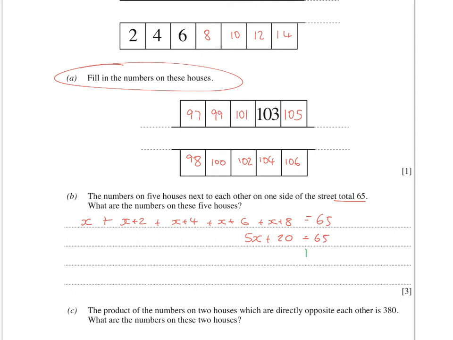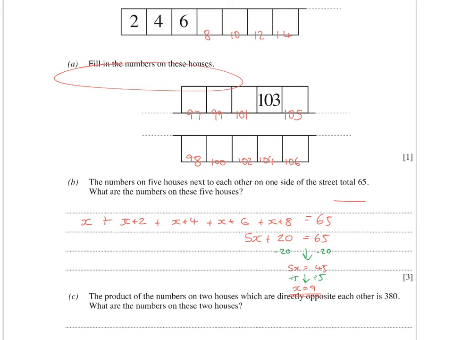I'm then going to solve the equation. So I'm taking away 20 from each side. So I get 5x equals 45. And then I'm going to divide both sides by 5. So I get x equals 9. So that meant that my first house was number 9. That means my next house was number 11 and 13 and 15 and 17.